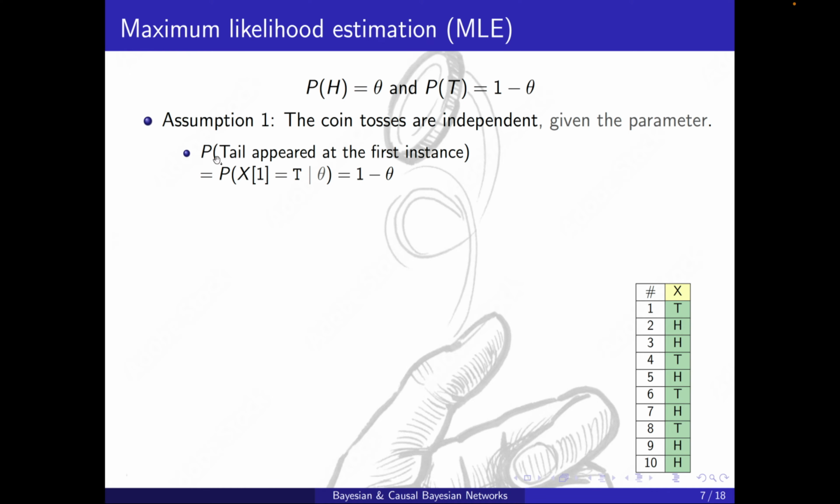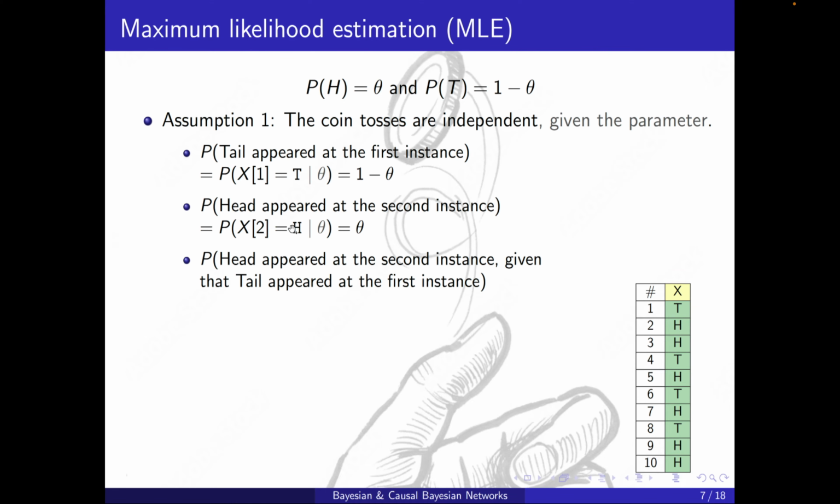So P of tail, for example, appearing in the first instance, which is P of x1 being equal to tail, given that the parameter, the probability of having head, for example, is theta, it will be 1 minus theta. What about having head appearing in the second instance? Well, of course, I'm not conditioning it on anything, so it's theta this time, it's a head.